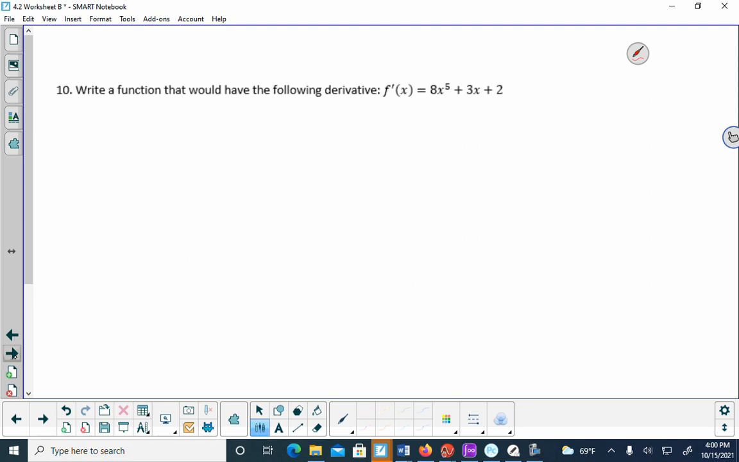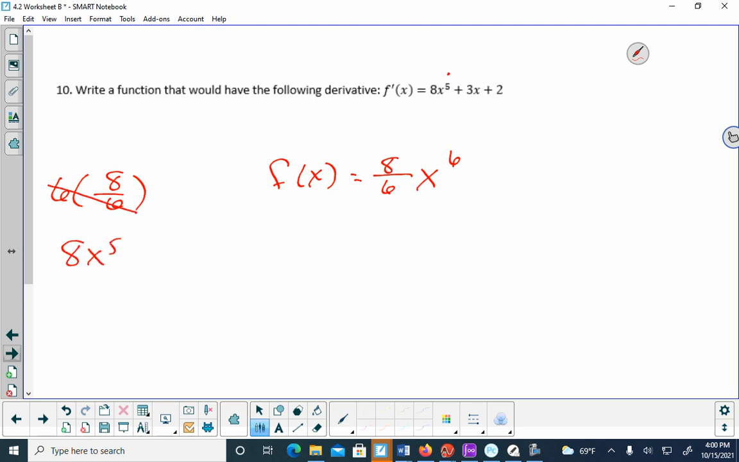Write a function that would have the following derivative. There are multiple correct answers for this. So what I'm going to do, to get the original function, this power used to be 6, it used to be one more. So I am going to have to take that 8 and divide it by 6 and have x to the 6. Because if I were to take the derivative of that going backwards, I would take 6 times 8 over 6, the 6's would simplify and then have 8x to the 5th. So that's the way I'm thinking of it.